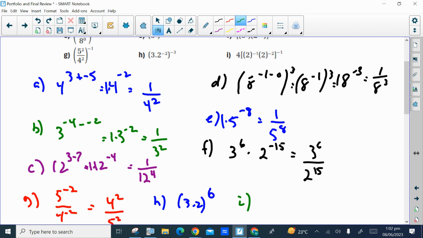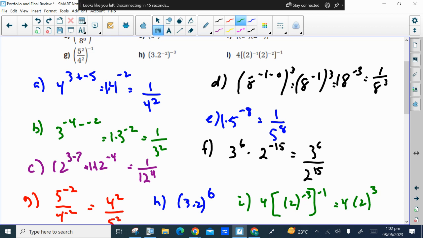Question I. Inside the big square brackets, we have powers with the same base, so we can add the exponents. You're multiplying powers with the same base, you add the exponents. Negative 1 plus negative 2 is negative 3, raised to the power negative 1 outside. And now, because you have one exponent raised to another, you multiply the exponents. Negative 3 times negative 1 is positive 3. So there's our answer with a positive exponent.